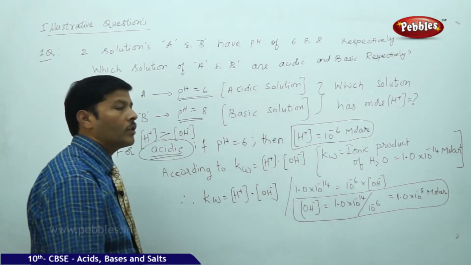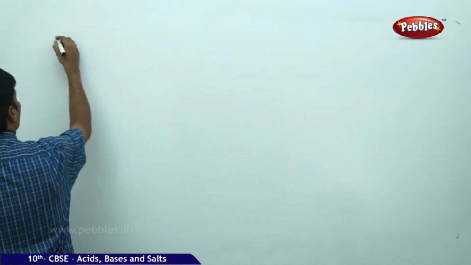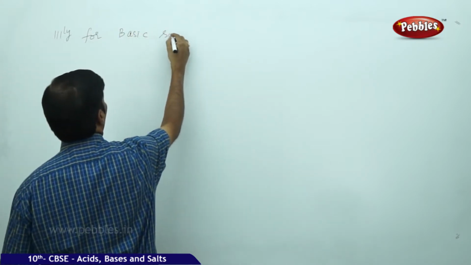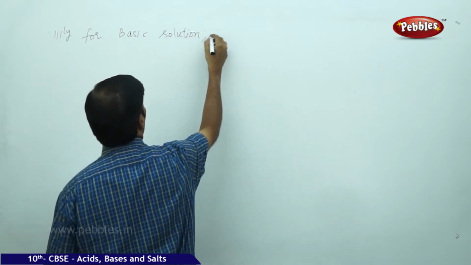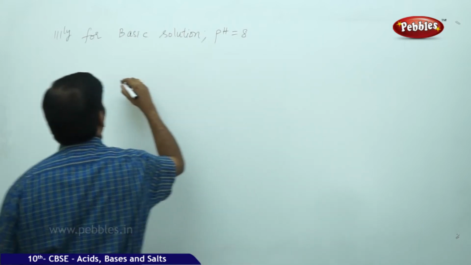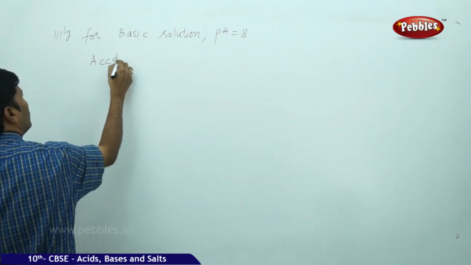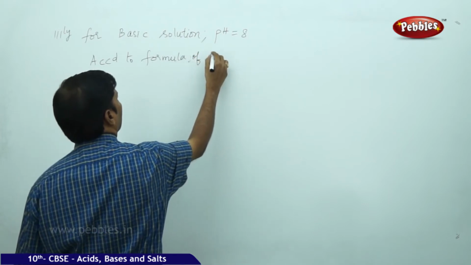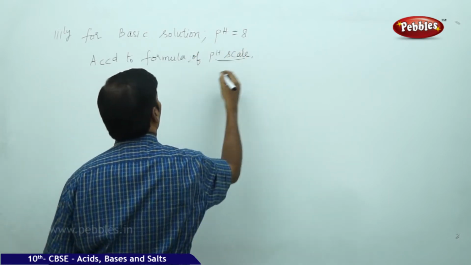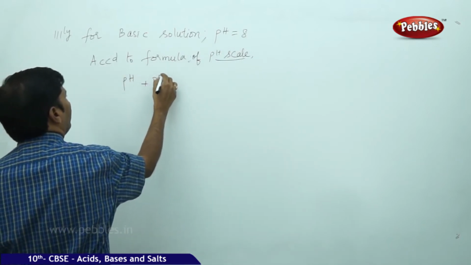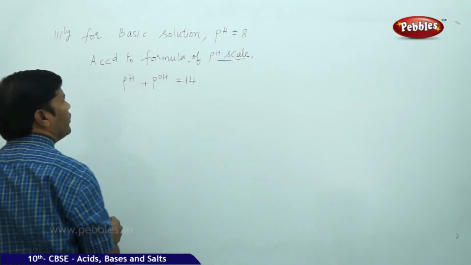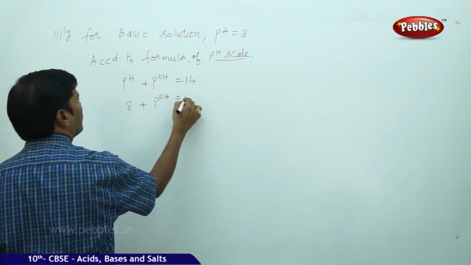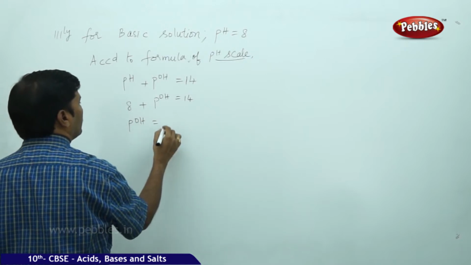This half of the question is solved. Similarly, for a basic solution, pH is 8. According to the formula of the pH scale, pH plus pOH is equal to 14. So here pH value is 8, plus pOH is equal to 14. So pOH is equal to 6.